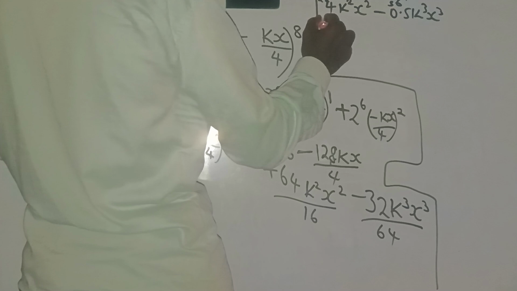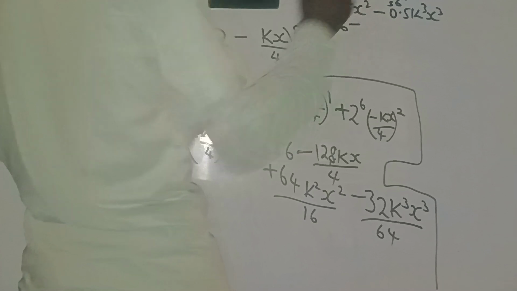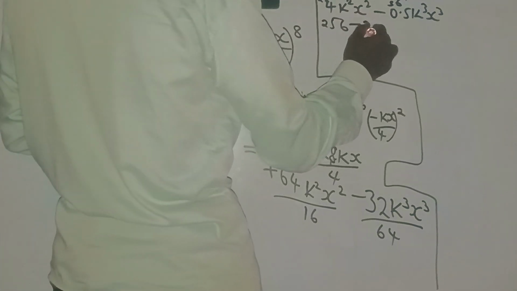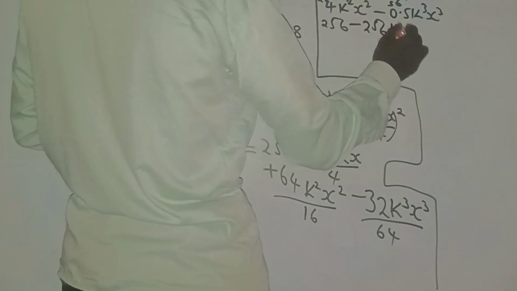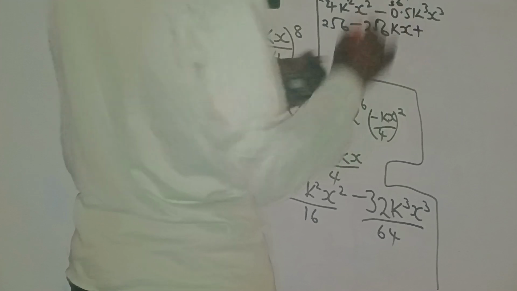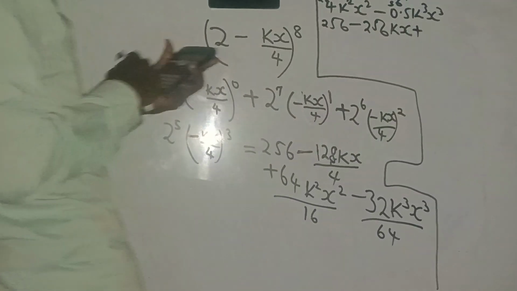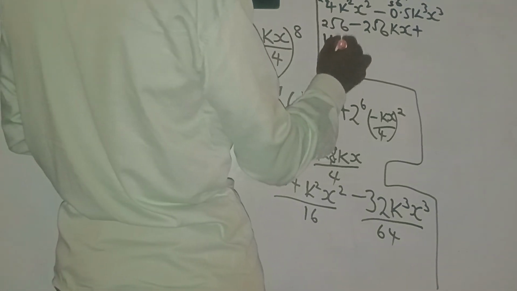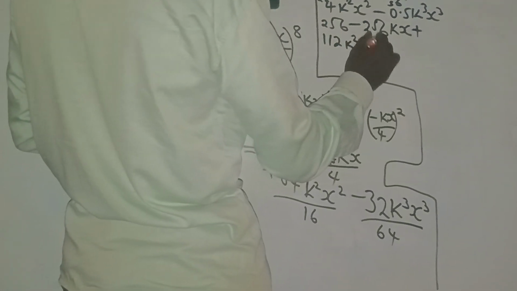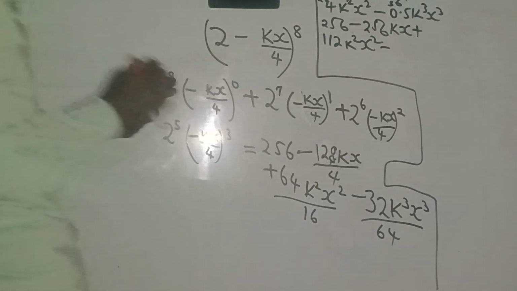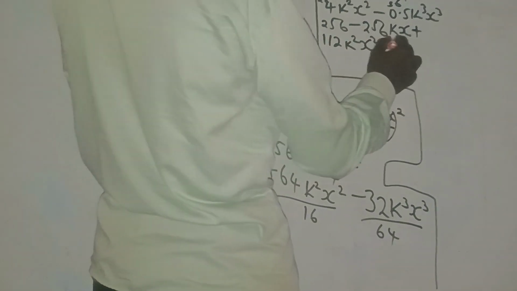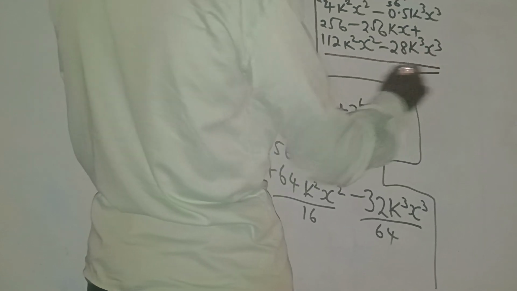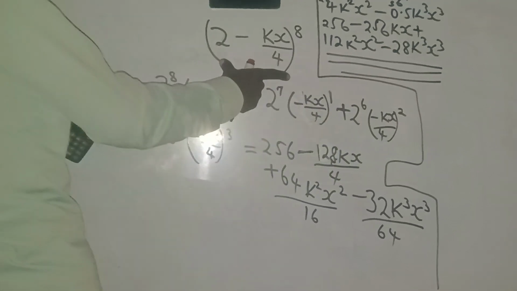So 1 times 256, that is 256, minus, and then you shall have 32 times 8, that is 256 kx, then we shall have plus, okay, then 28 times 4, that gives us 112, so we shall have plus 112 k squared x squared, then minus, then 56 times 0.5, that is 28 k cubed x cubed. So that becomes our final answer in terms of expanding this to power 8.